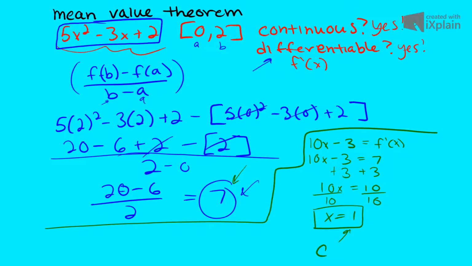But to recap, pretty much what we did was we figured out it was continuous and differentiable. We inserted our a and b value into our formula. Once we got the answer from going through the steps of our formula, we incorporated that into our derivative. We just set the derivative of our original function equal to our 7. And once we solved that, we got our C value, which is x equals 1.